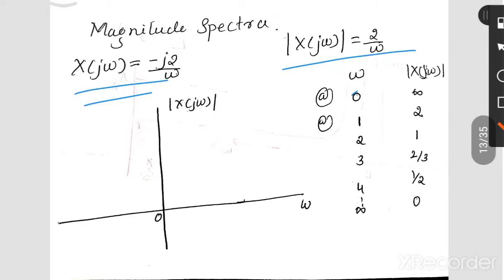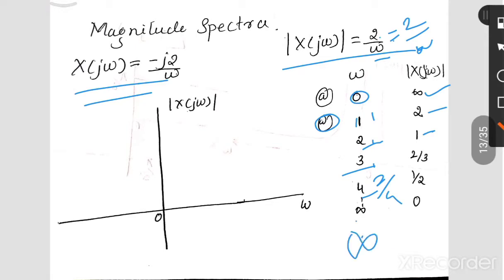Let's substitute omega equal to 0, and then omega equal to 1, 2, 3 and so on up to infinity. When you substitute omega equal to 0, 2 by 0 will be infinity, as anything divided by 0 is infinity. At 1 it will be 2, and at 2 it will be 1. The omega value goes on changing. At 3 it will be 2 by 3. At 4 it will be 1 by 2, correct? 2 by 4 is nothing but 1 by 2. And so on. If you substitute omega equal to infinity, anything divided by infinity will be 0. So these values we have to substitute.